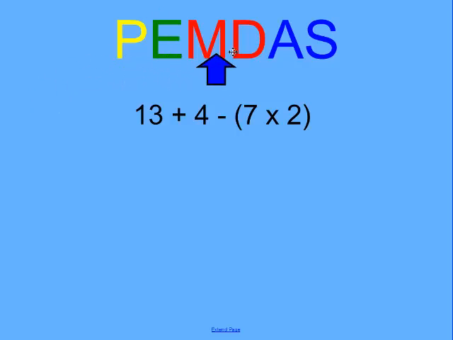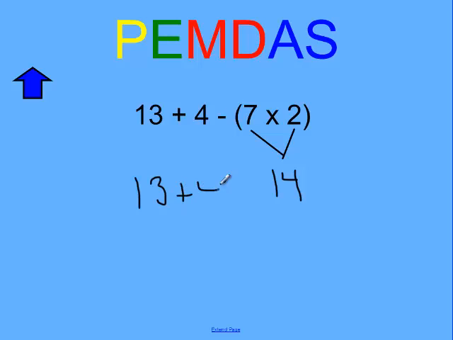Parentheses, exponents, multiplication and division, and adding and subtraction. We have to start with parentheses. So 13 plus 4 minus 7 times 2. Let's do 7 times 2 first. What is 7 times 2? You're right, it's 14. Now copy the rest of the problem. 13 plus 4 minus 14. Okay, we did parentheses.